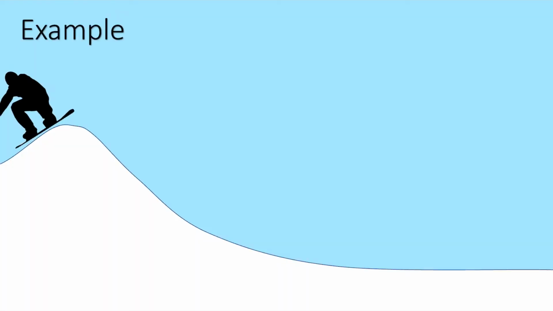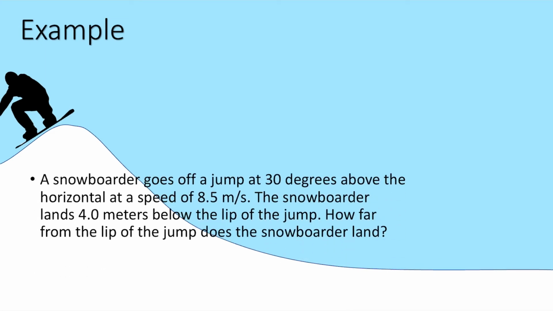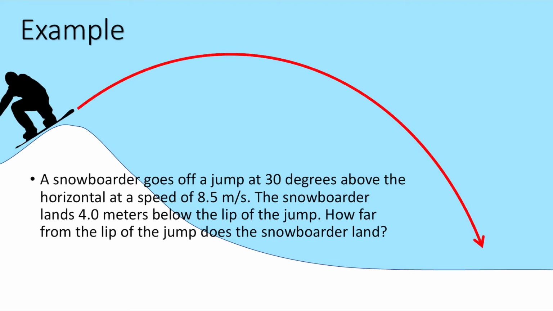So to finish off the video, let's do an example looking at not just a horizontal projectile, but an angled projectile. This question says that a snowboarder goes off a jump at 30 degrees above the horizontal at a speed of 8.5 meters per second. The snowboarder lands 4.0 meters below the lip of the jump. How far from the lip of the jump does the snowboarder land? So they're going to make an arc like that, and we're trying to figure out how far they are from where they left the jump.